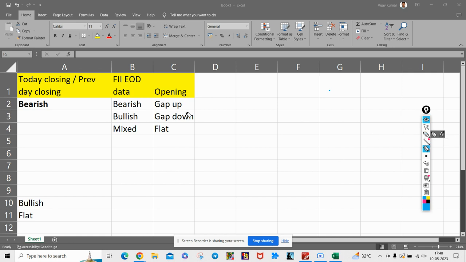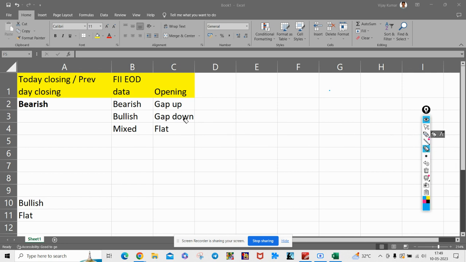Now, FII data can be of three types. It can be bearish, it can be bullish, or it can be mixed. What does bearish FII data mean? When I say bearish FII data, it means that FIIs will write calls, buy puts, or do all the negative things, like short the futures. Basically, I'm talking about derivative FII data.